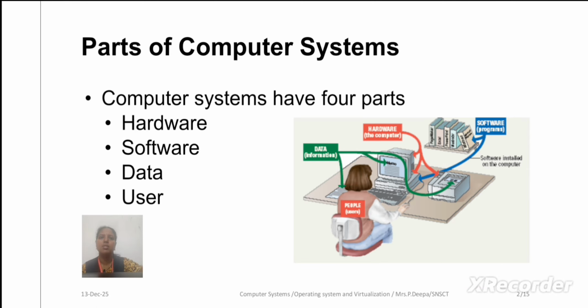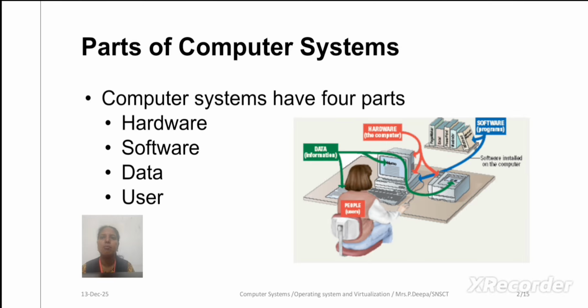A computer system is an integrated combination of hardware, software, data, and users that work together to process information. Computer systems are used everywhere today, from education and business to healthcare and communications, etc. The main goal of a computer system is to take input, process it, store it, and produce a meaningful output.